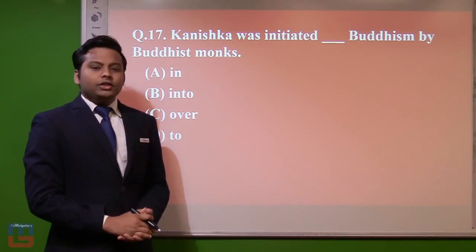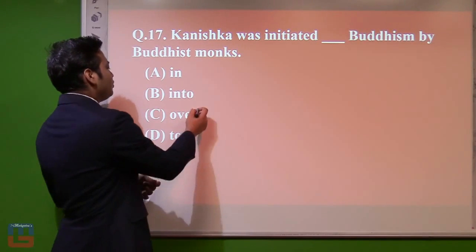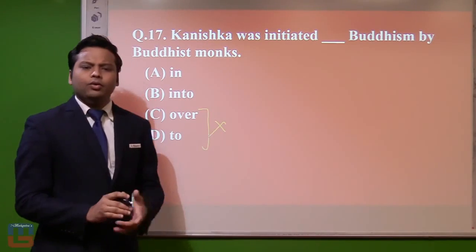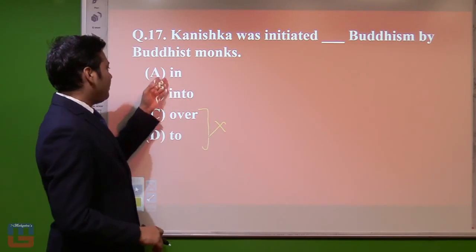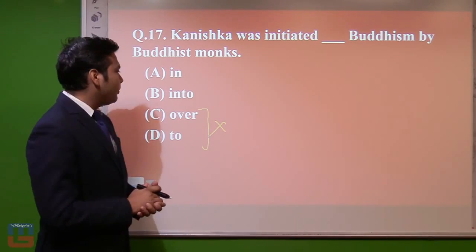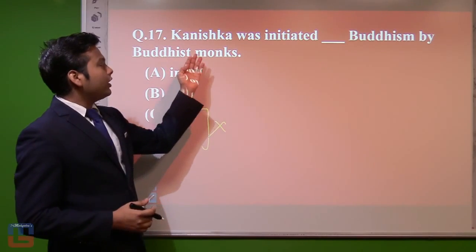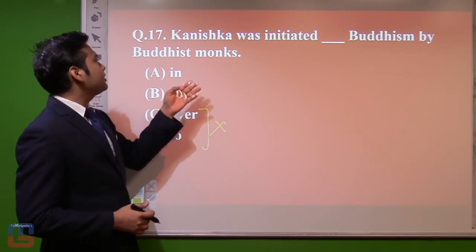Kanishka was initiated dash Buddhism by a Buddhist monk. Our options are in, into, over, and to. Over and to are superfluous and can't be used in this sentence. We are left with in or into. To be in a motion is to be into something. So, Kanishka was initiated into Buddhism by a Buddhist monk.